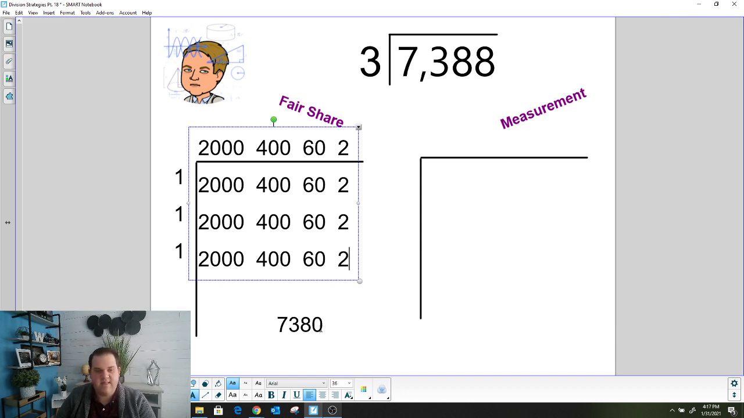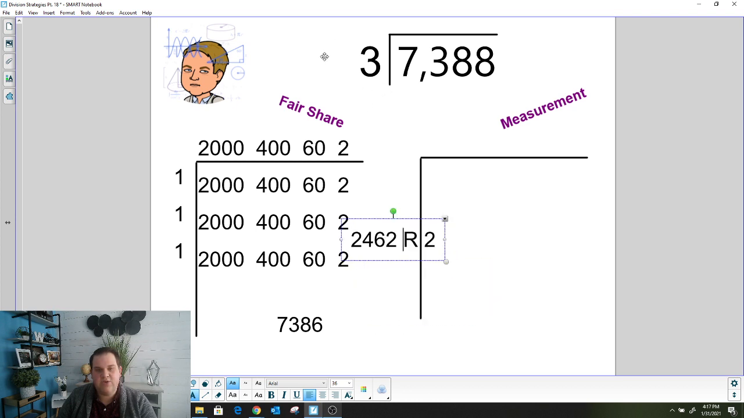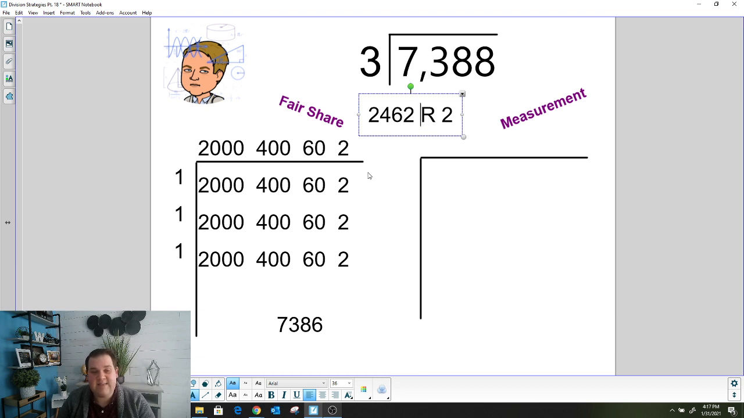And now I'm up to 7,386. Now, if I were to put another group of 3 in, I would go over my overall amount. So I'm going to leave those 2 extra pieces as a remainder 2. And I'm going to add this section together to get my answer, 2,462. So my answer is 2,462, remainder 2. If you got that correct, awesome job. If not, it's okay. Go back and check to see where your mistake is.